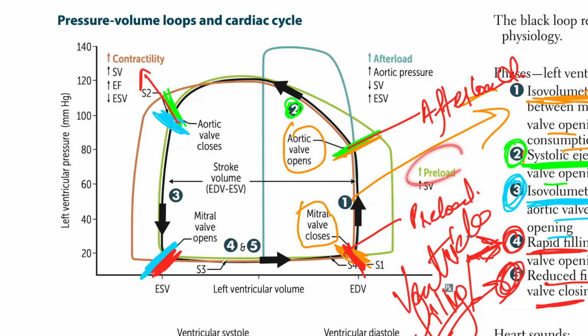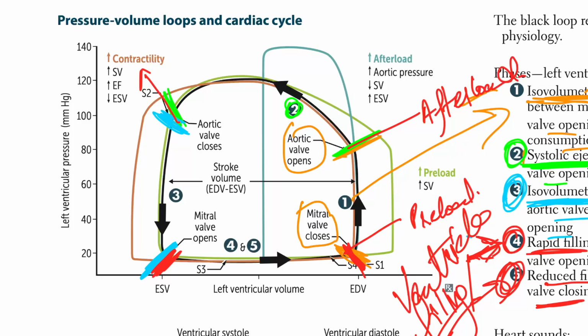Now look at the preload. Preload, the graph is green. Green starts from here, goes all the way here. You have increased stroke volume because you increased preload. But if you look at afterload, it has a decreased stroke volume. So let's just look. This is the blue curve. From blue to blue, it's a very less than normal. Normal is all black, right? Less than normal stroke volume. So in afterload, the stroke volume is decreased. Okay, so that's what we have.